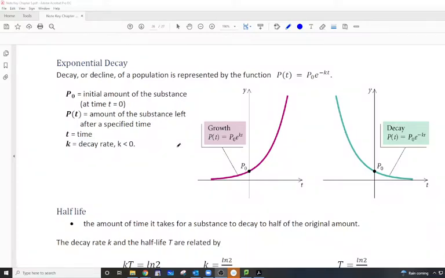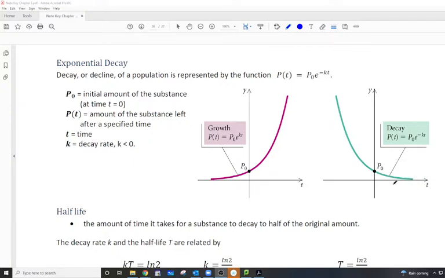This last video for 5.6, we're going to switch from growth to decay. So what happens when you go from a growth graph to a decay graph? Well, in growth, as x increases, your y value increases without bound. For a decay graph, as your x increases, your y values decrease towards 0.